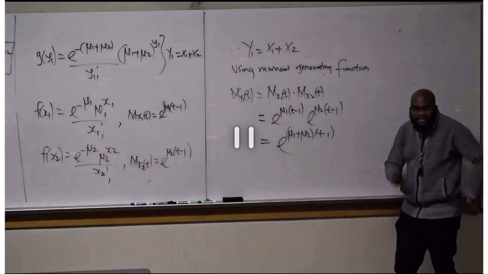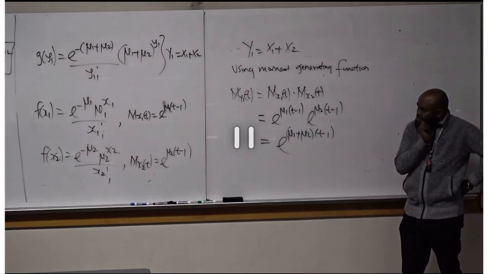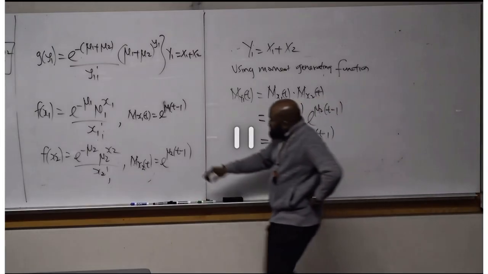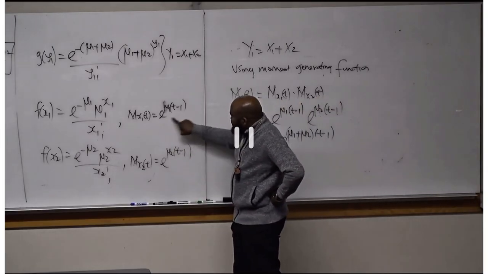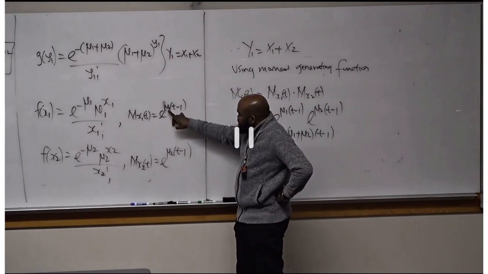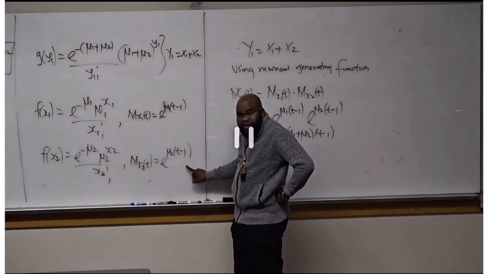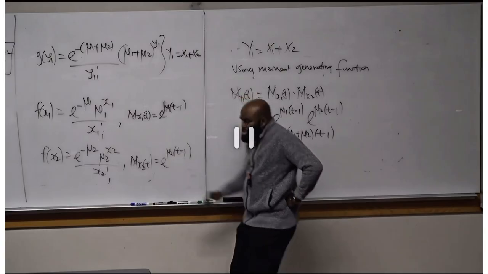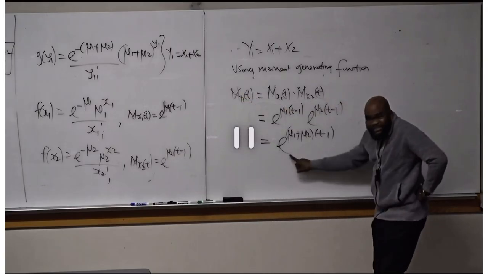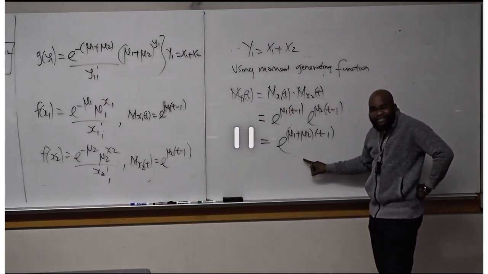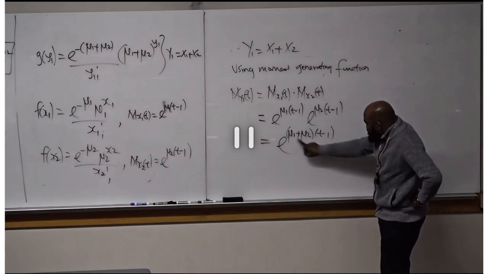Please pay attention. There's something I want you to figure out. If this is the moment generating function for x1, the mean, what is the mean? Mu1, right? If this is the moment generating function for x2, what is the mean? Mu2. This is the moment generating function of x1 plus x2. What would be the mean? The mean is mu1 plus mu2.